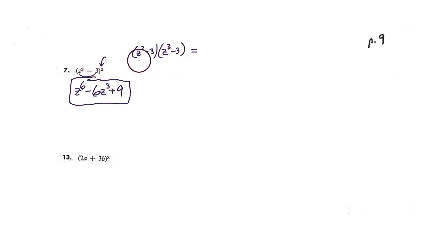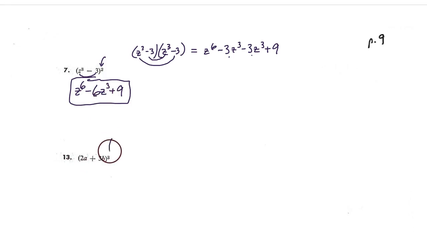Check it out up here. Z cubed times z cubed is z to the 6. Then your outer product is negative 3z cubed. The inner product is negative 3z cubed. And last is negative 3 times negative 3 makes positive 9. Look what you get when you combine those together. You get the negative 6z cubed.